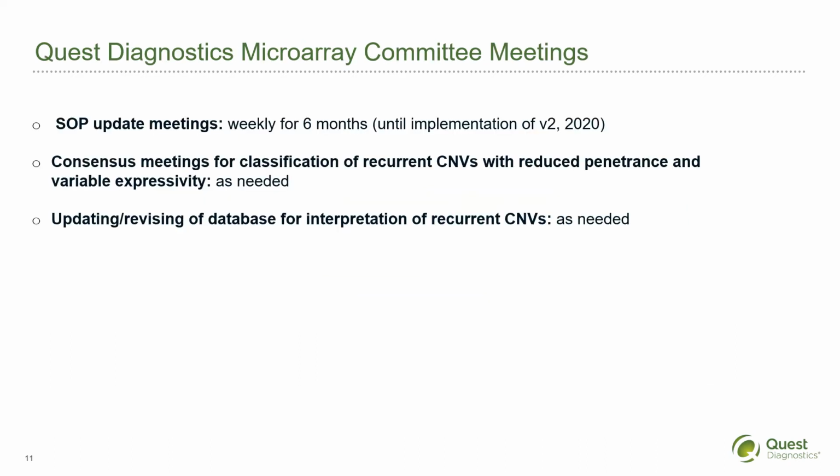The macroarray committee has several meetings, including SOP update meetings, which were weekly for 6 months until implementation of the new version, consensus meetings for classification of recurrent CNVs with reduced penetrance and variable expressivity as needed, and updates and revision of databases for interpretation of recurrent CNVs as needed.